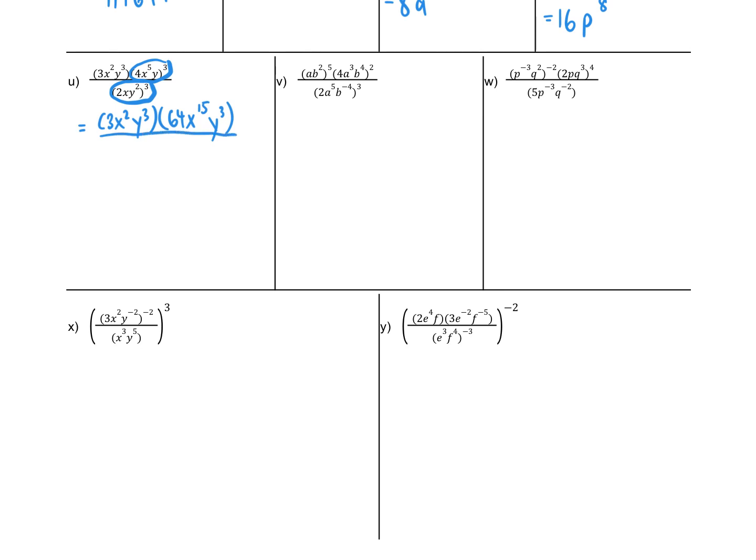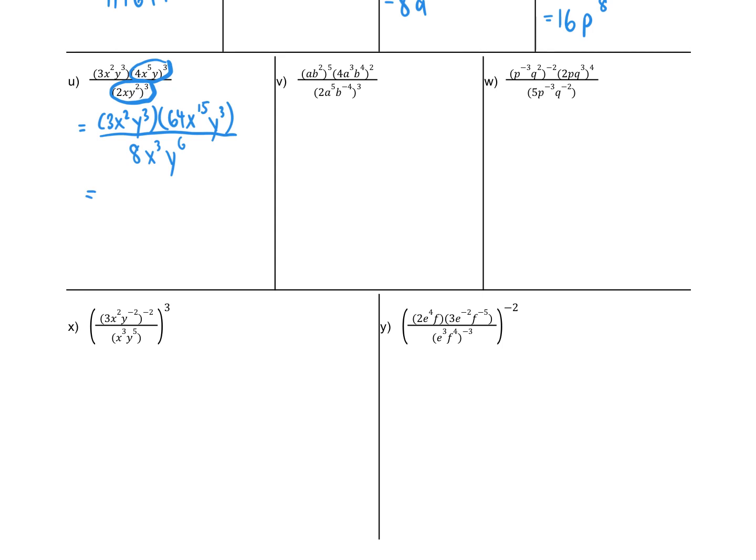Over 2 to the power of 3 is 8. Then we'll have x to the power of 3 and y to the power of 2 times 3, which is 6. So I've cleaned up my power to a power rule. Now I'm going to clean up the product rule in the numerator.